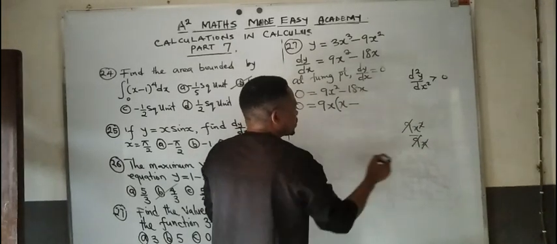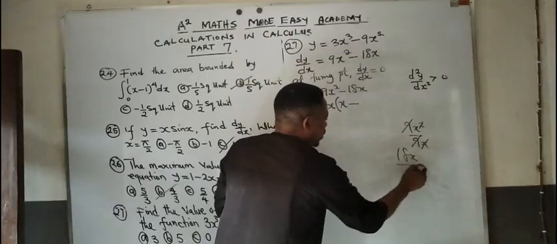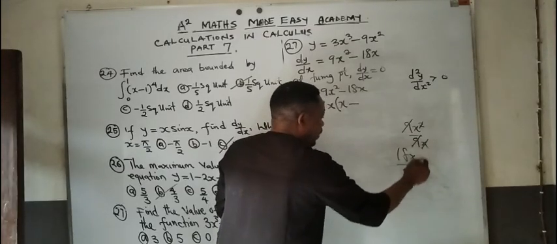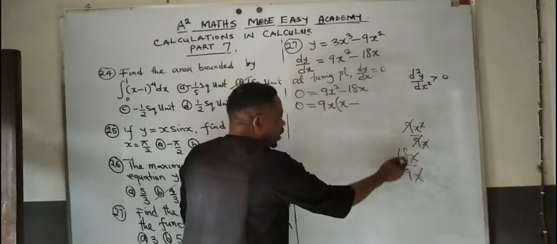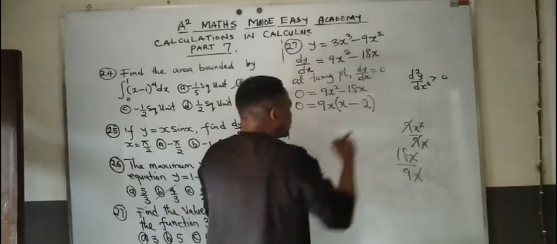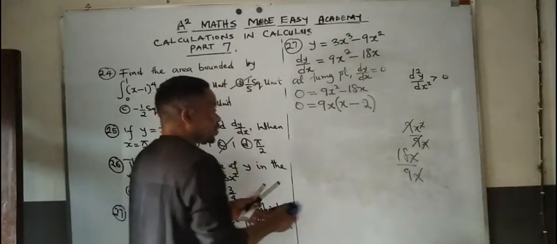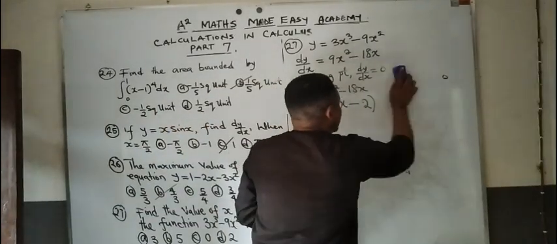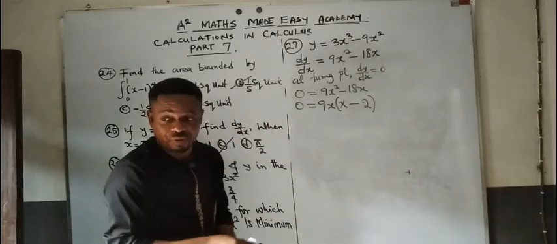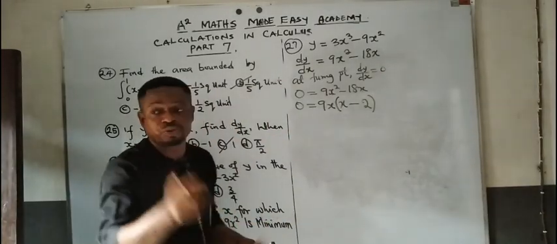x minus. The next one is 18x all over 9x. 9 will cancel 9. Can 9 go into 18? Yes, 2. Are you with me? So it is not yet over. What we are going to do now is to know among the two values of x, which one is minimum and which one is maximum.